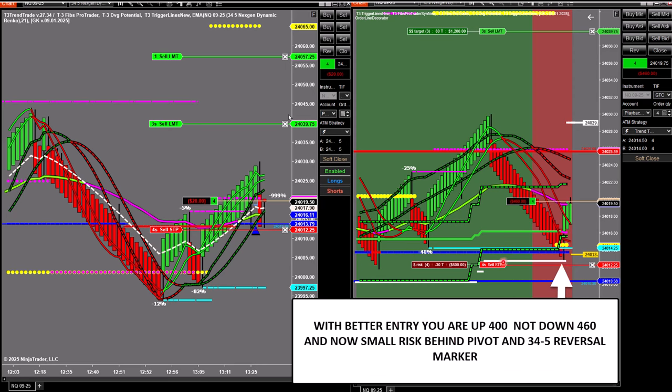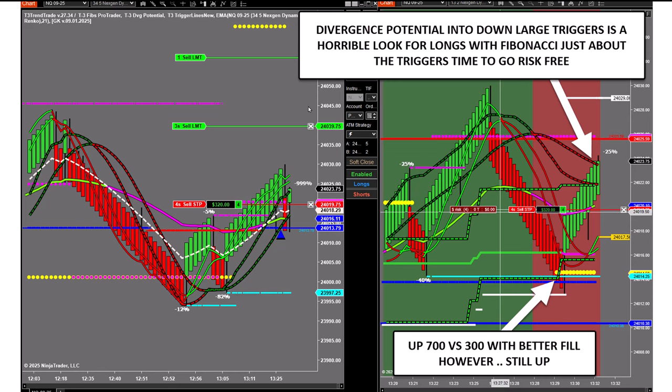You still want to put your stop below a pivot, below the reversal bar marker from the 34.5. And then if they get you, you can always get back in later if the triggers roll over. Ultimately, it didn't go back down, which is great, and it started pushing up. And then we got to a trouble spot, large triggers down, fibs down.